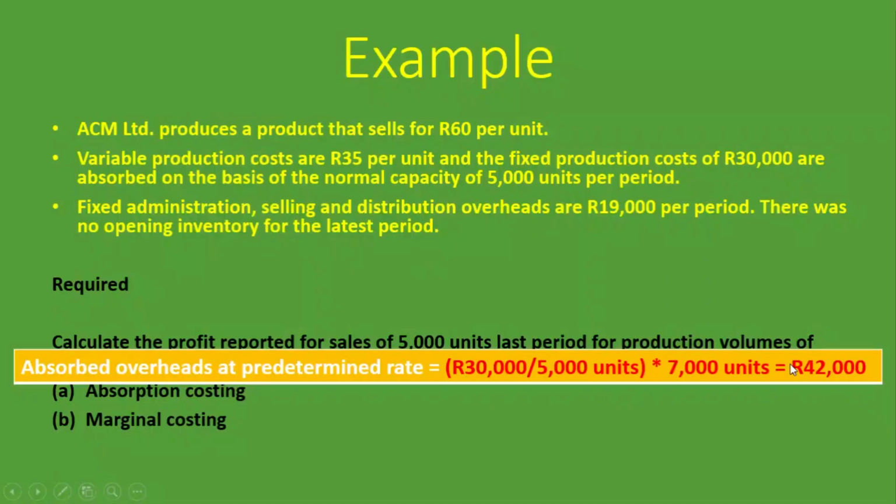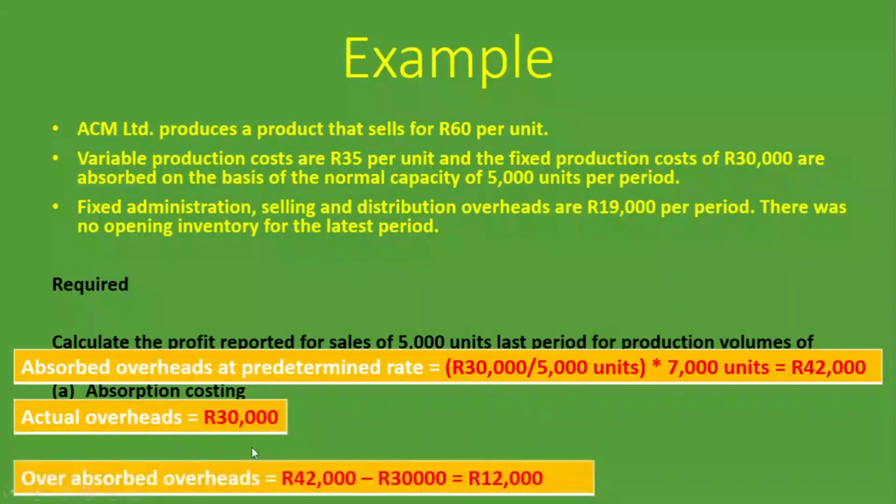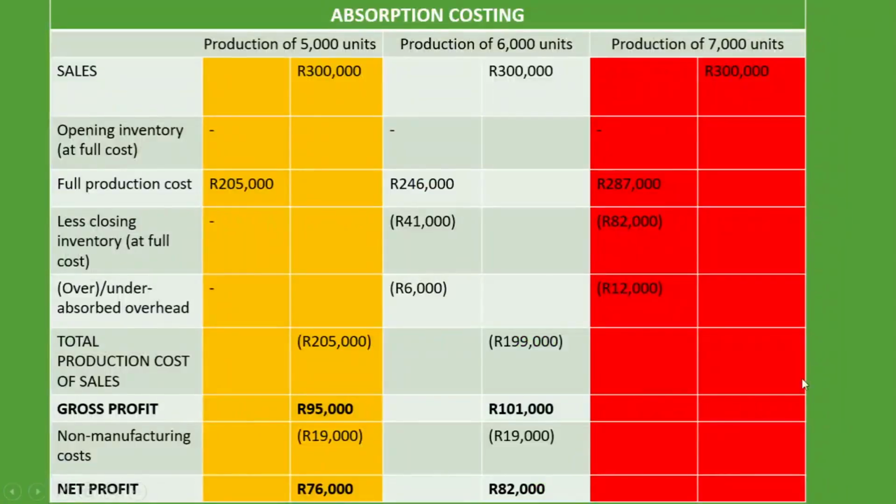Did we over or under absorb? Well, I'm sure you can already tell by now. The fixed production costs are only 30,000 rand, and the absorbed overheads at predetermined rate are 42,000 rand. That means we over absorbed. So we're going to take the 42,000 rand minus 30,000 rand, which gives us an answer of 12,000 rand. That means we over absorbed by 12,000 rand, and if we over absorbed, we deduct it. So we put 12,000 rand in brackets over there, and then we add them.